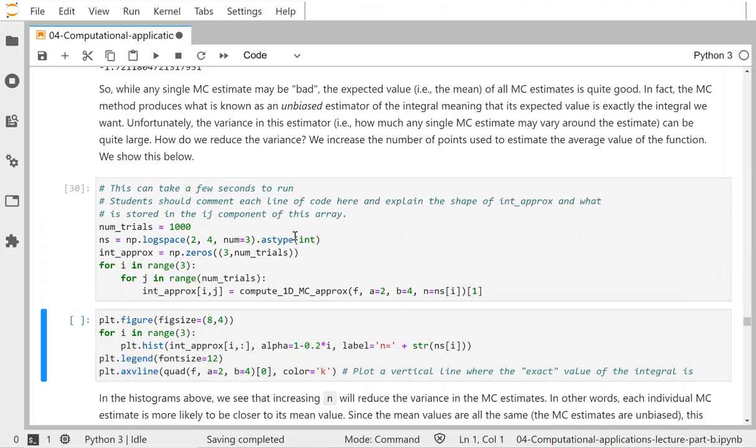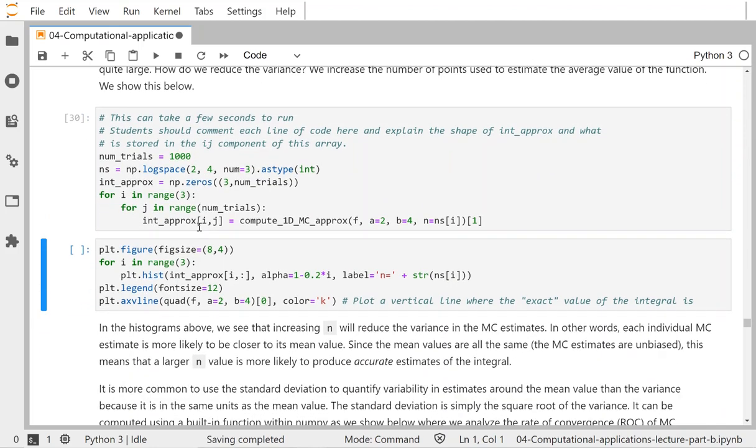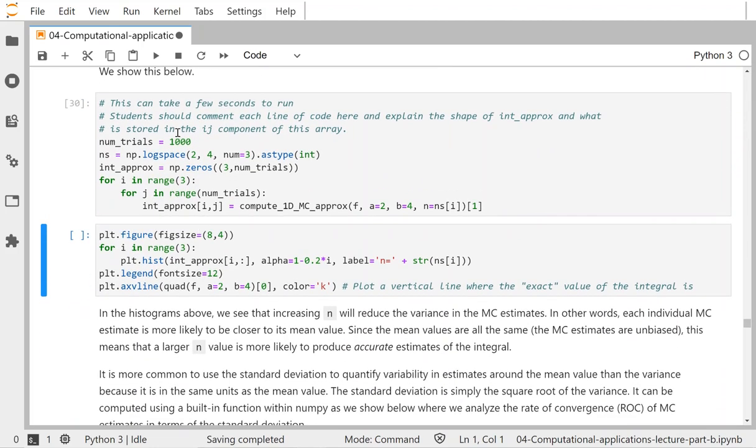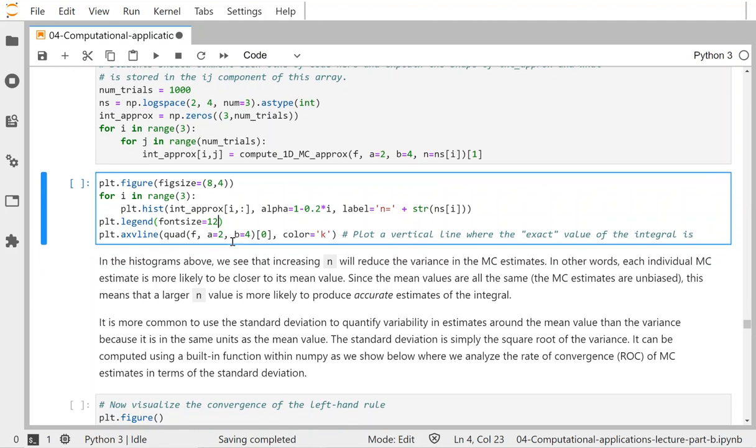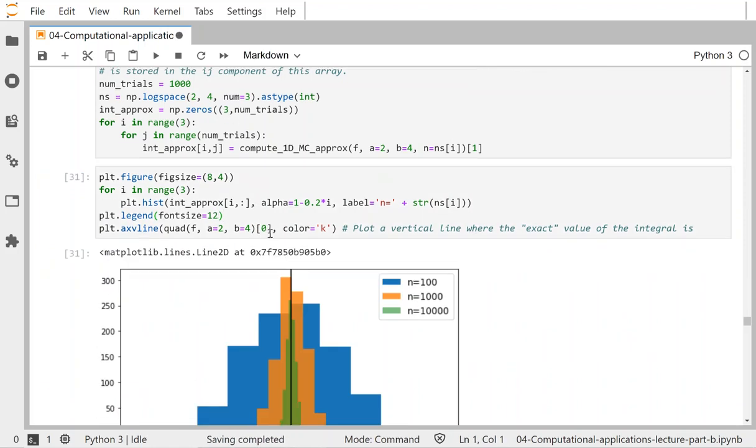So I'm going to run that. It will take just a second. If I make this 10,000, it could take a few more seconds, but with 1,000, it's not too bad. Now I'm going to plot 3 histograms on top of each other, all on the same axes. And there's going to be for these different integral approximations computed with different numbers of samples. Let's go ahead and plot that here.